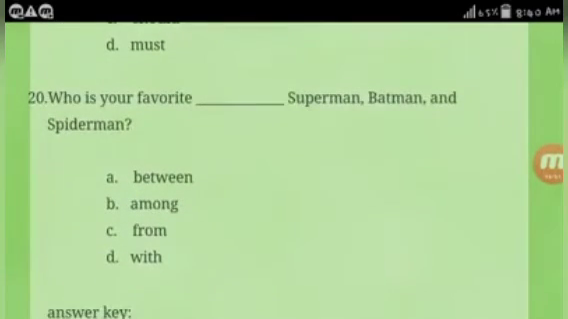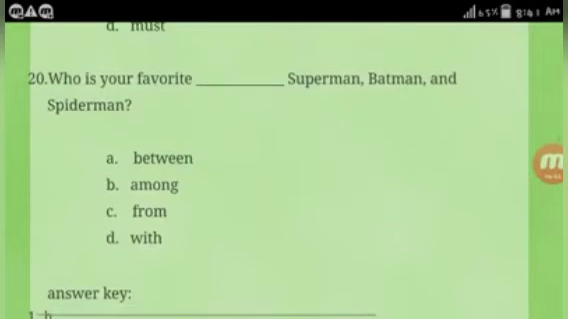Who is your favorite blank: Superman, Batman, and Spider-Man? The best preposition here is among, because we're having three choices. Between is only used for two. So the answer is among. So you say, who is your favorite among Superman, Batman, and Spider-Man?